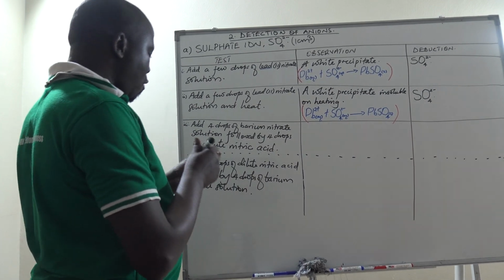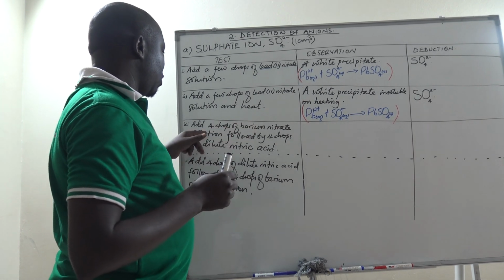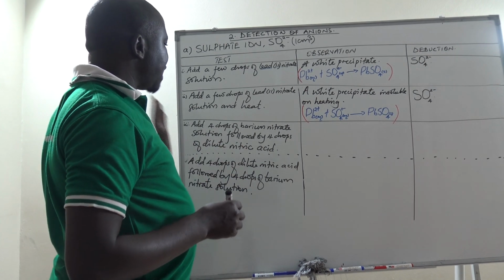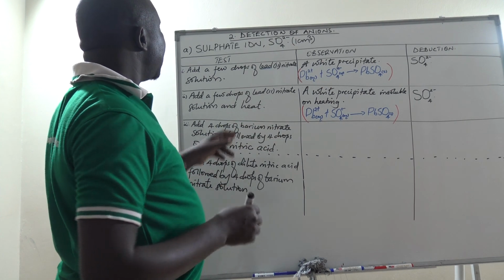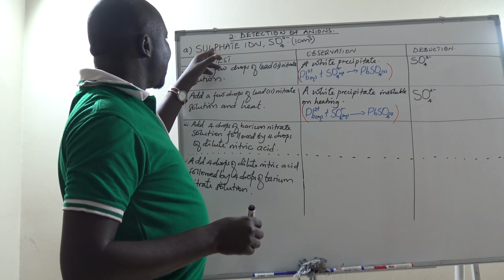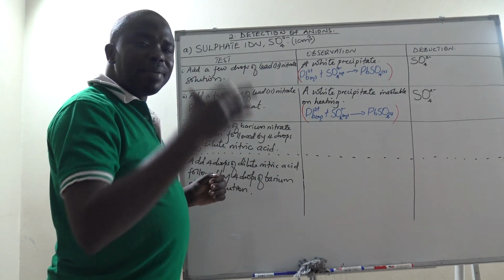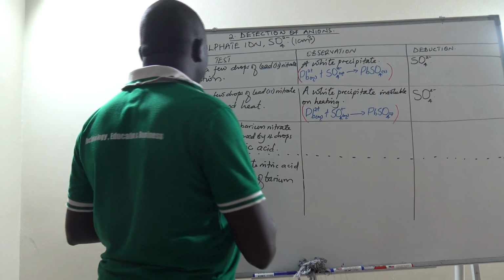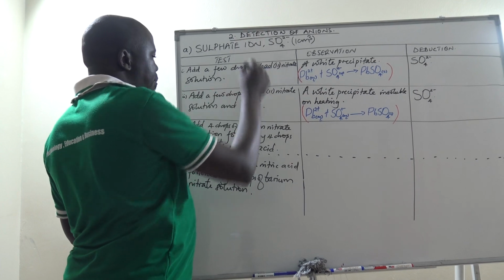So we can see that we are using the same reagents here. That is barium nitrate solution, and we are using dilute nitric acid. I want us to know that in this case, the barium nitrate solution contains barium ion, which combines with the sulfate ion in the solution under test and forms insoluble barium sulfate, which will be formed as a white precipitate. So in this case, when we add barium nitrate solution, we expect to get a white precipitate.